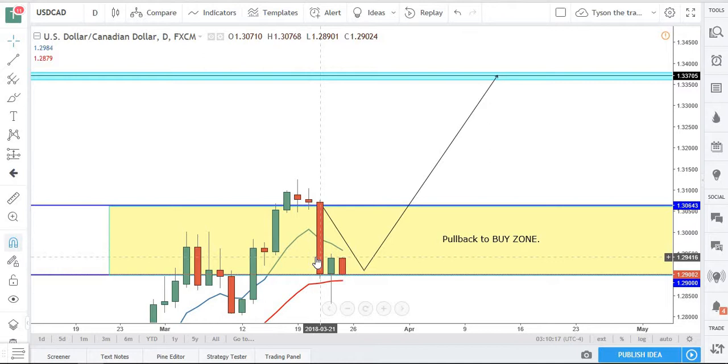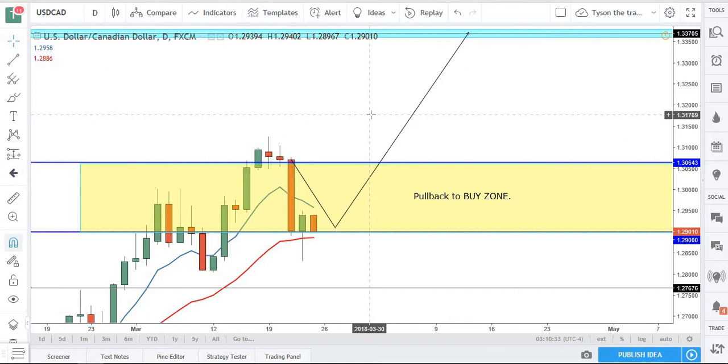We had a pullback to our broken resistance, and now it's our support. Remember, when resistance is broken, it turns into support, and vice versa. In this case, we broke above 129, which was previously our daily resistance, and it turned into support. So on the pullback, we're now looking for our S. Remember, it stands for signal.